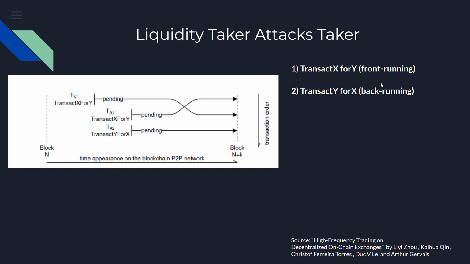So the victim transaction will result in the least amount possible, and afterwards the adversary will backrun the victim transaction by selling the Y tokens at a higher price with transaction TA2. What it's doing is selling the Y tokens for X to get its X tokens back, thereby earning a profit in X tokens, which will be more than what it initially had, and that all comes from the victim's trade.